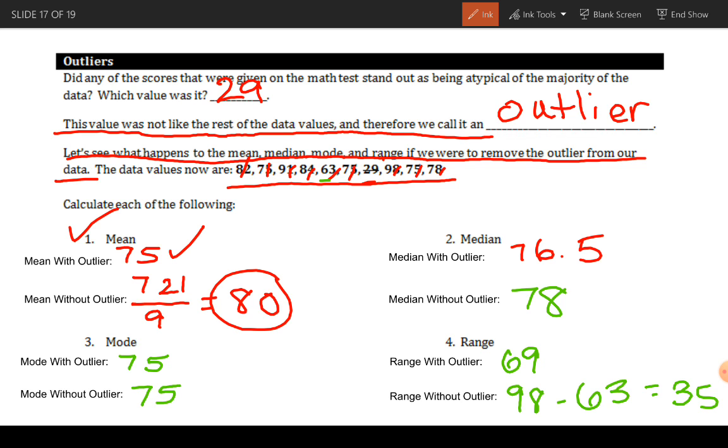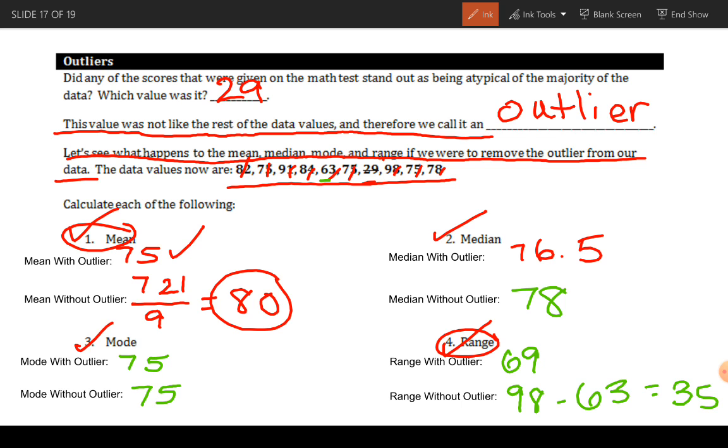Now the median didn't change much. Okay, that middle value didn't change much. The mode didn't change much. Actually, it didn't change at all. It's exactly the same. The range was another element that was greatly affected by our outlier. It went from 69 to 35. Okay, so what outliers do is they greatly affect our mean and range. The median and mode are pretty much untouched.